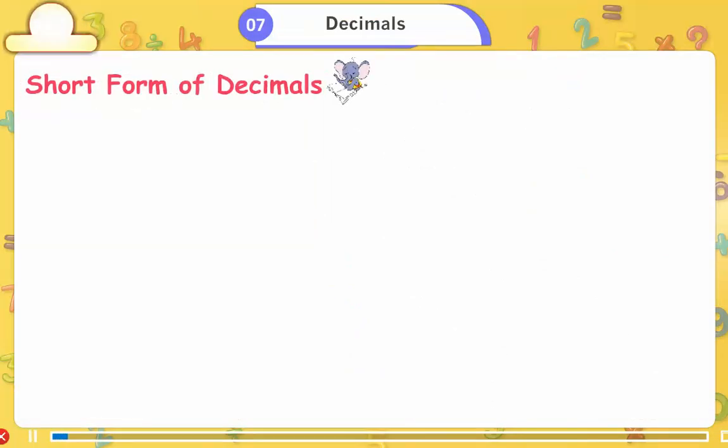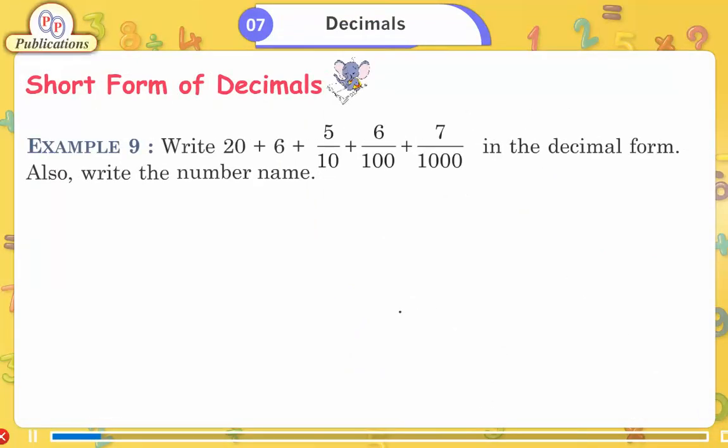Short form of decimals. Example 9. Write 20 plus 6 upon 10 plus 6 upon 100 plus 7 upon 1000 in the decimal form. Also, write the number name.